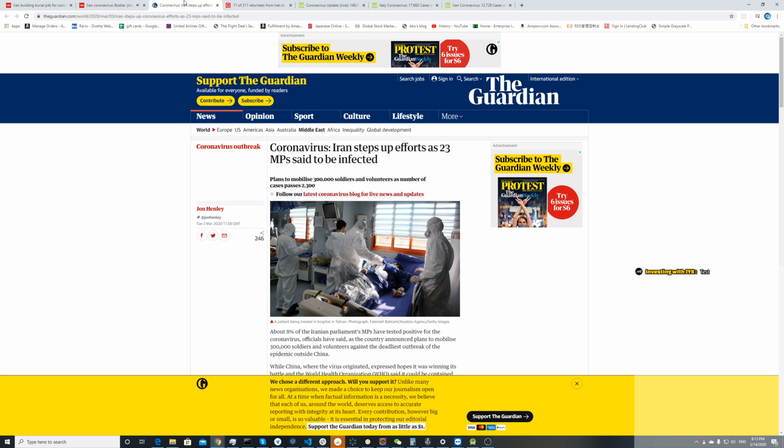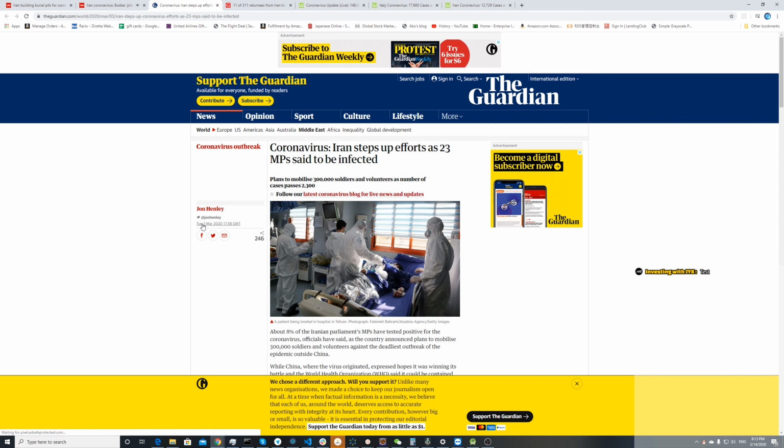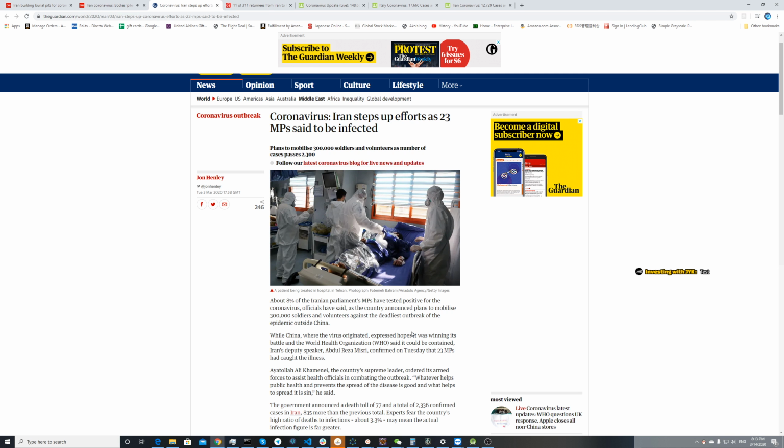We have this thing from the 3rd, so that's 11 days ago, and 23 MPs got infected. So now the question becomes how many? Well, according to The Guardian, which I think still has a bit of credibility left, more or less, that's 8% of Iran's MPs.